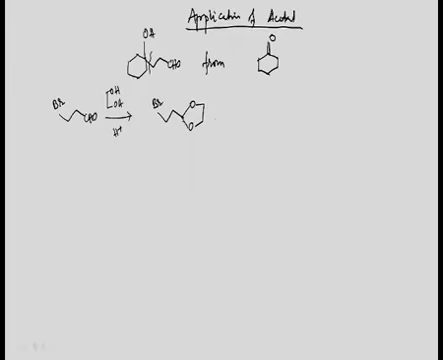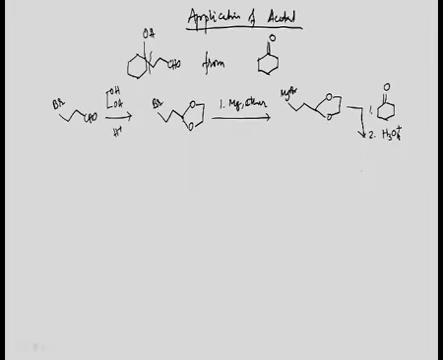And now if you put magnesium in ether, then you get the Grignard reagent. Now you can react with cyclohexanone. So after reaction with cyclohexanone, you can do the hydrolysis, and you get this product.